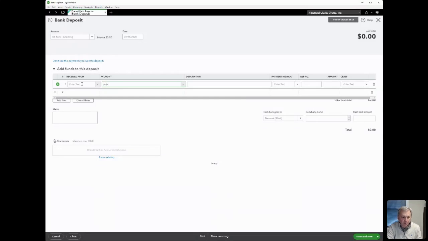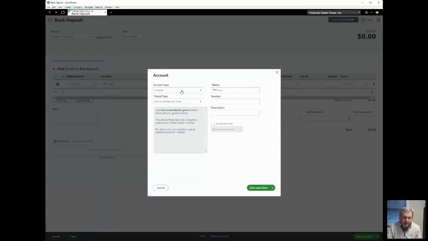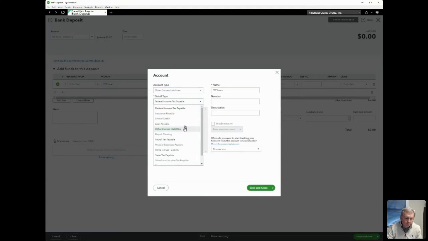The account that you're going to use is generally going to be a new account, and you might call it PPP loan, or US Bank PPP loan, or GE Credit PPP loan, or something like that, so it's identifiable on your balance sheet. In this case, the account doesn't exist, so I'm going to add it. The account type is, at least for now, I would code it as a current liability, and it is currently just called a loan.